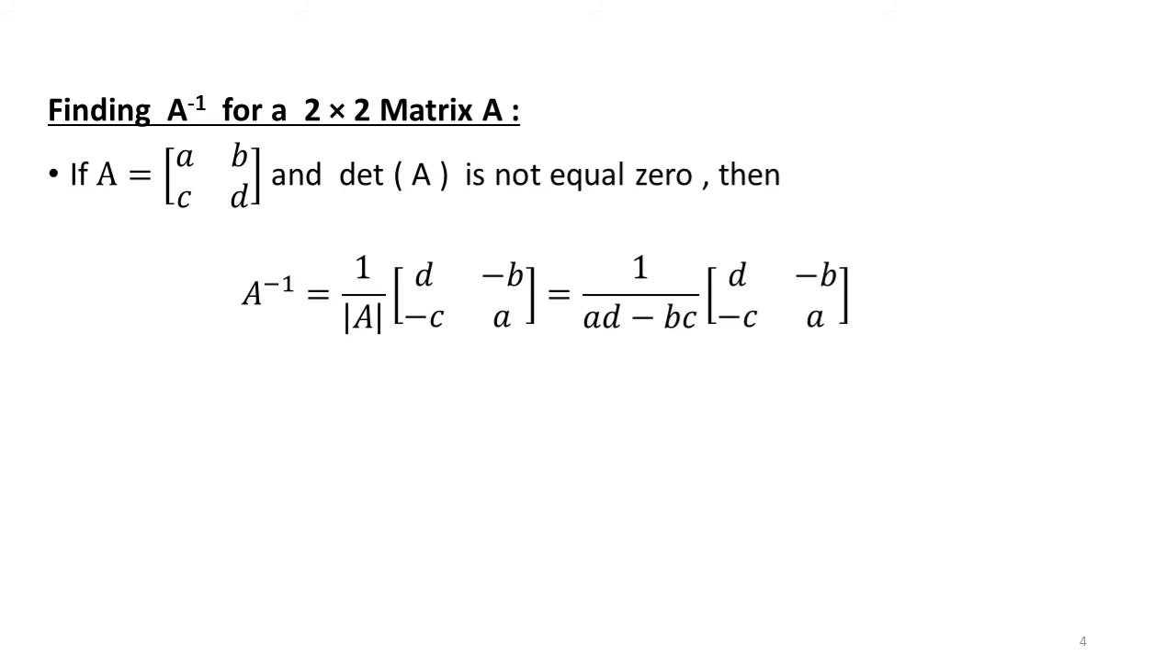So this is the rule to find the inverse of a given matrix. If you want to find the inverse, first you have to find the determinant of that matrix. Then we have to interchange the forward diagonal elements, and we have to change the sign of the backward diagonal elements. So this is the rule that we have to save in our mind.